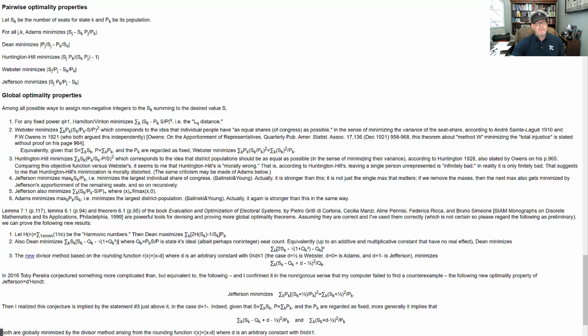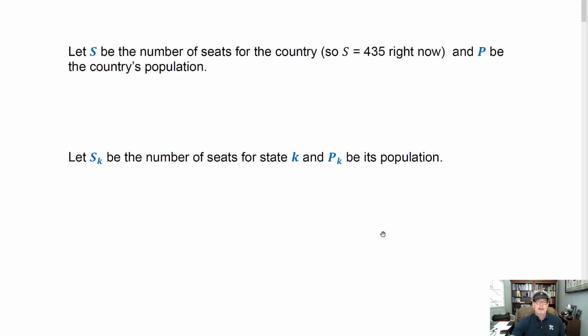For what follows, we'll use the notation that P will be the country's population. That's around 331 million for the 2020 census. S will be the number of seats for the country. So that's 435 in all the apportionments I look at. I look at 1990 and 2020. And then for state K, PK will be its population, and SK will be the number of seats it gets for a given apportionment. Okay, so let's take a look.